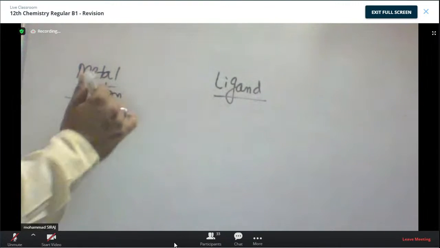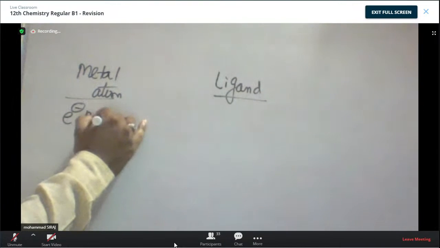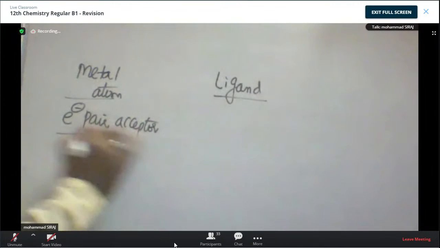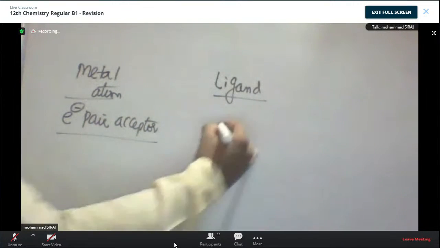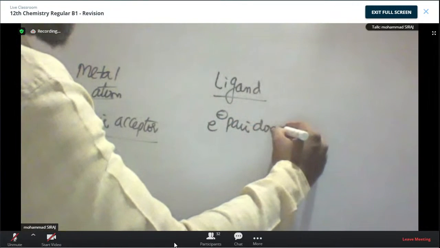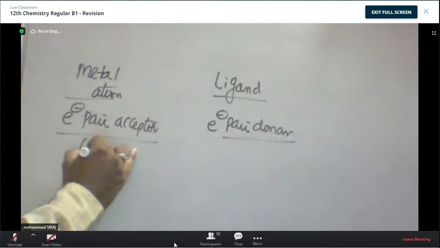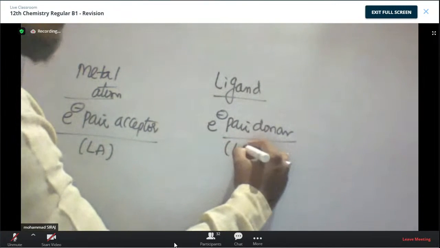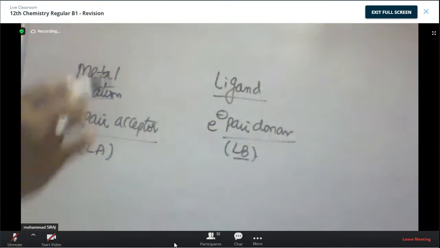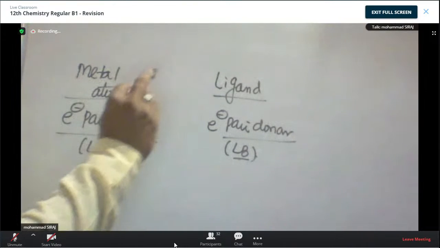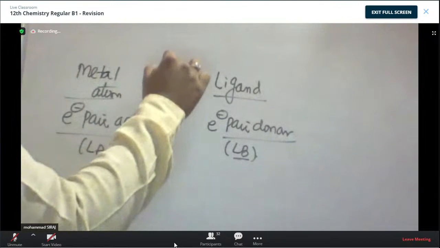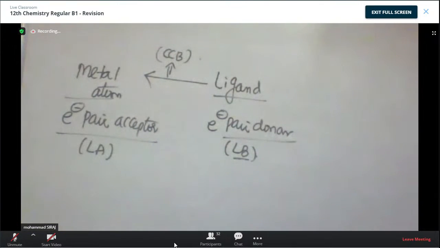See, simple logic. A metal atom is an electron pair acceptor. It will accept an electron pair. What is the other called? This is the electron pair donor. Electron pair acceptor is nothing but a Lewis acid. Electron pair donor is nothing but a Lewis base. Between these two, what bond formation takes place? The ligand is a donor, the metal is the acceptor. The bond formed here is a coordinate covalent bond.